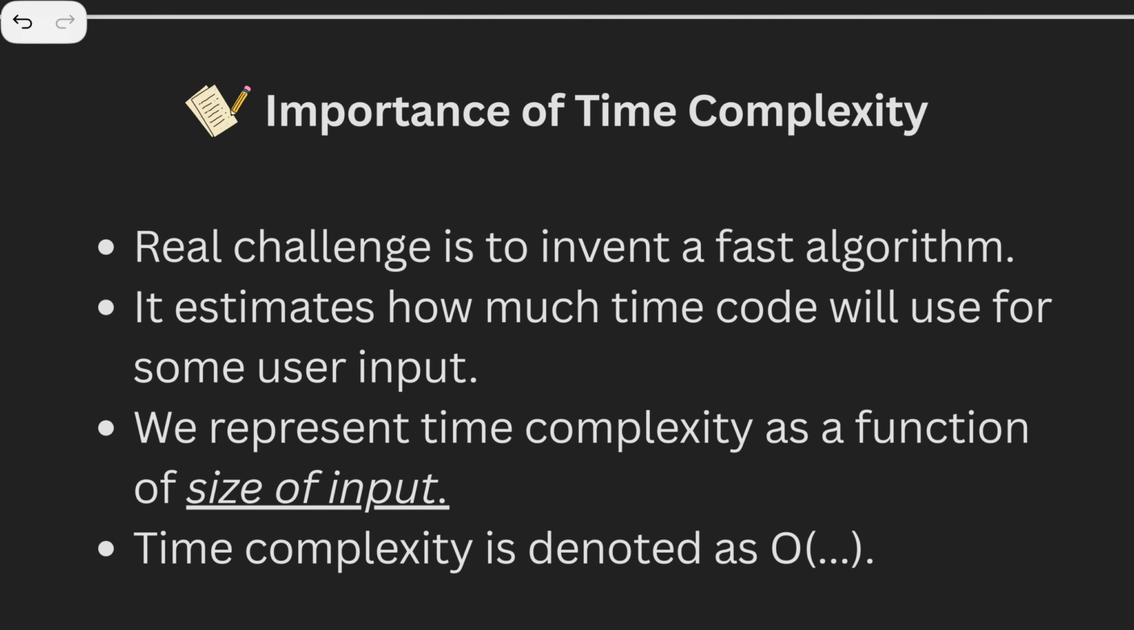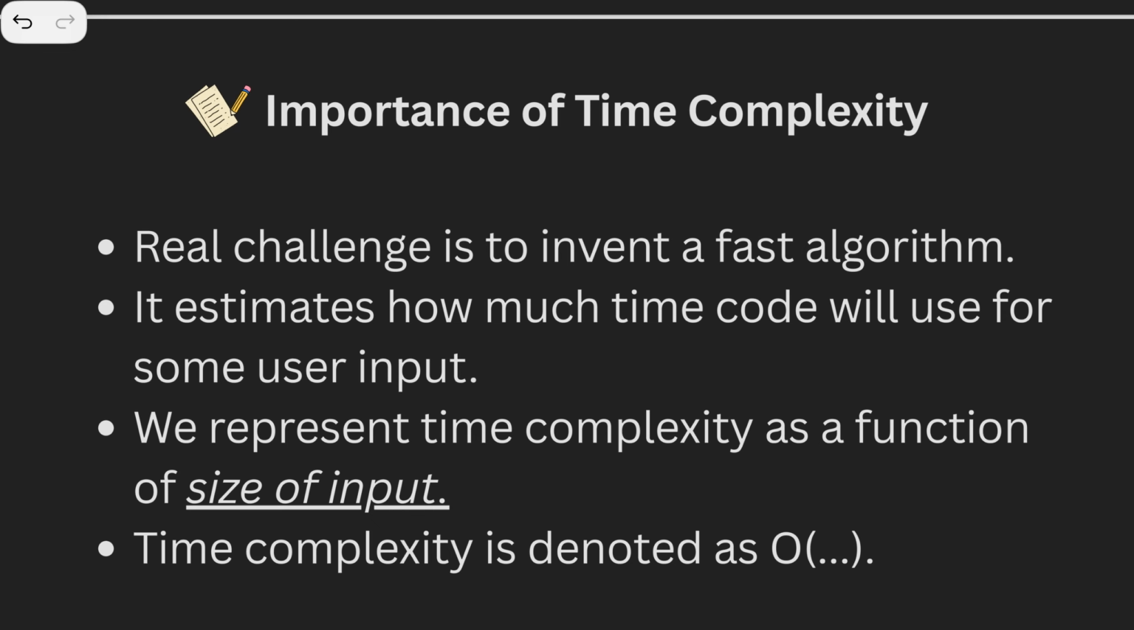So let's try to understand the importance of time complexity. The efficiency of an algorithm is important in competitive programming. Usually, it is easy to design an algorithm that solves the problem slowly. But the real challenge is to invent a fast algorithm. Time complexity estimates how much time code will use in terms of user input. That's why we are representing time complexity as a function of size of input.